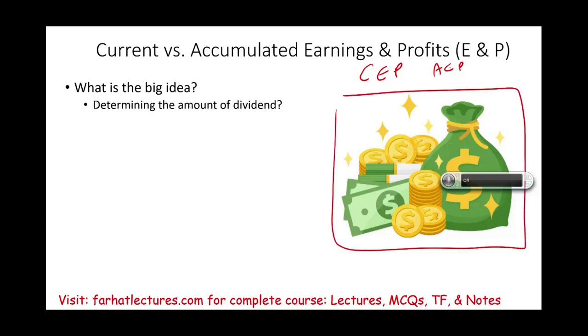So when the company distributes dividend to us, make a distribution, not dividend. When they make a distribution, we say that as long as the distribution is coming from CEP and AEP, then the distribution is considered dividend. And that's important.